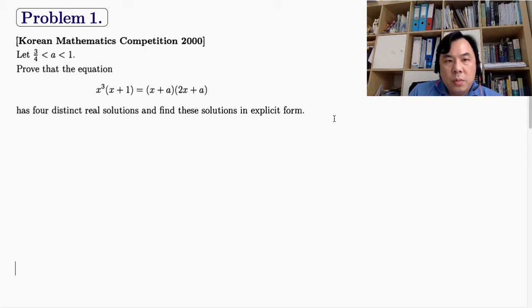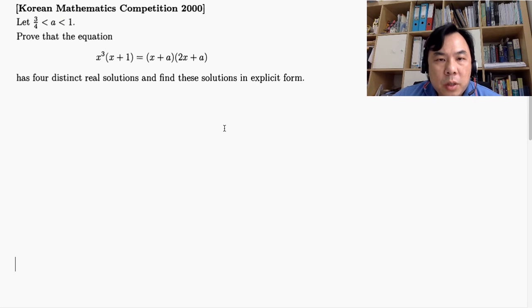This question is from the Korean Mathematics Competition 2000. Now let 3/4 be less than a, where a is less than 1. We need to prove that the equation given as such has four distinct real solutions and find these solutions in explicit form. So let's see how to do this.